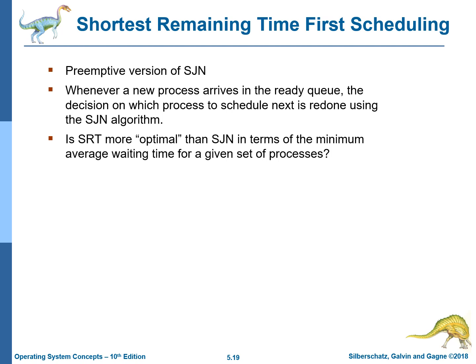Shortest remaining time first scheduling is the preemptive version of shortest job next. Whenever a new process arrives in the ready queue, the decision on which process to schedule next is redone using the shortest job next algorithm. But is shortest remaining time more optimal than shortest job next in terms of the minimum average waiting time for a given set of processes?